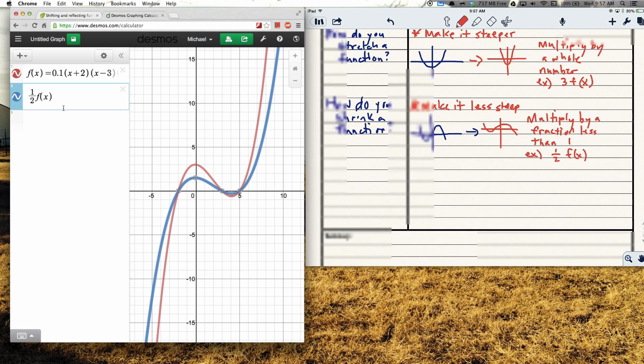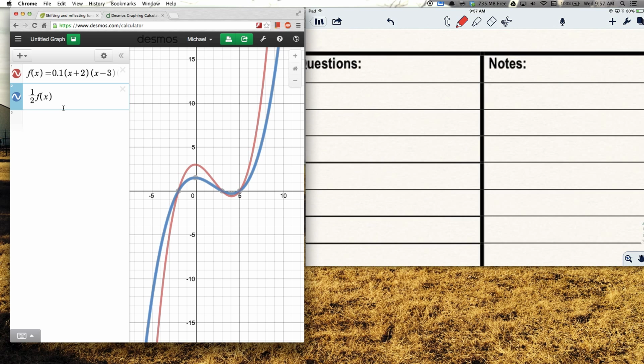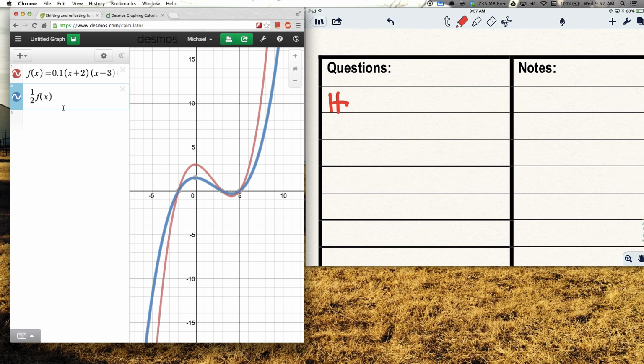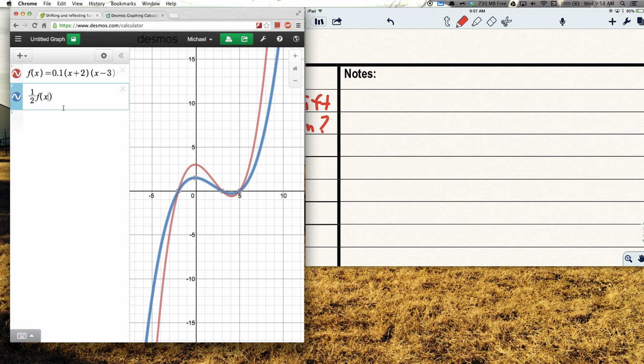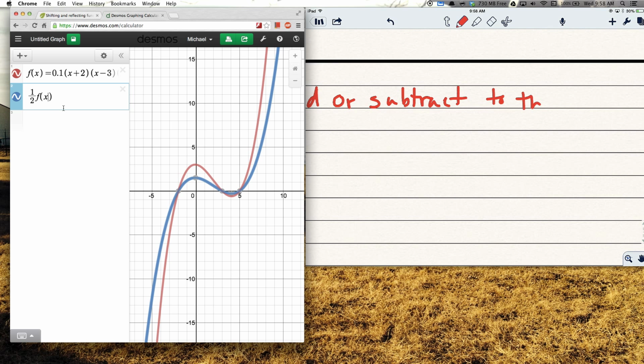All right, there's a second set of twists here. And I'm going to write, how do I shift up and down? To shift up and down, add or subtract to the outputs.